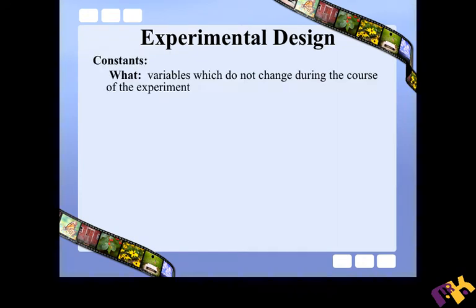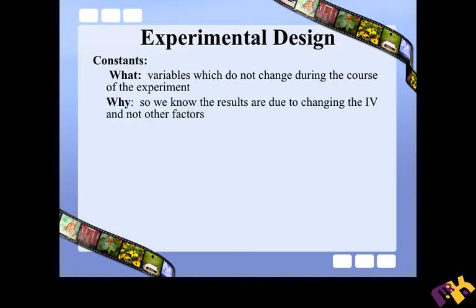All right. So we do have some constants, right? These are variables that do not change during the course of the experiment. Why do we do this? So that we know that the results are due to that independent variable that we have set up. Right? That the changes we see in our experiment can be tied to the independent variable, not any other factor.